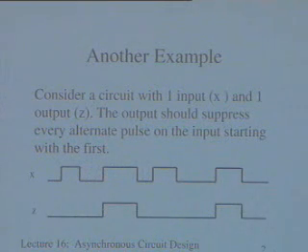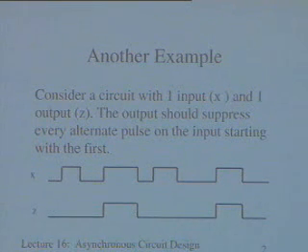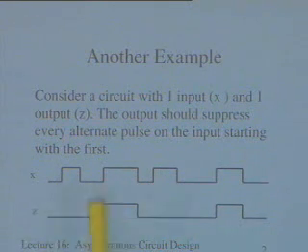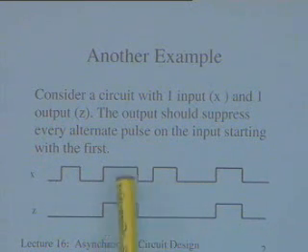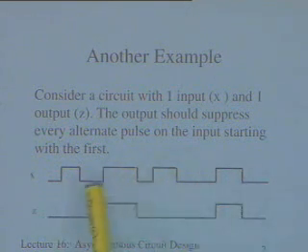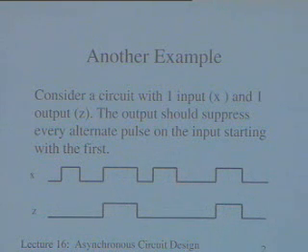You basically get a set of pulses here on x, and the output z is also a similar waveform, except that irrespective of what the widths were, this pulse got suppressed, this pulse got suppressed, whereas this got passed and this got passed. So I need to design a circuit for implementing this waveform.